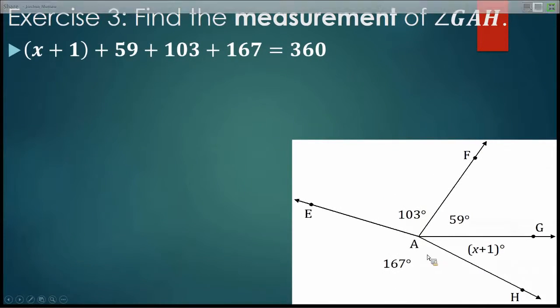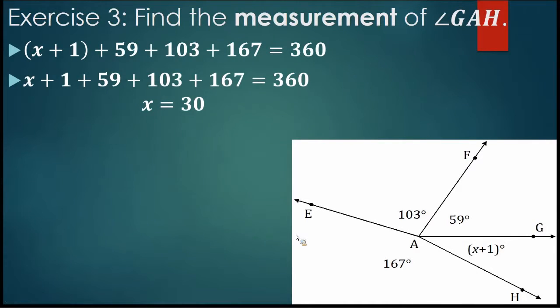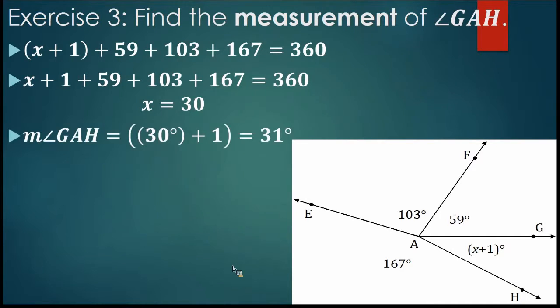So now we want to combine like terms. Well, first, there's nothing in front of those parentheses that will change x or 1. Because we're only adding, there's no subtraction, there's nothing to distribute, so we could just drop the parentheses. And now we can combine like terms. If we add everything together, we would get 330 on the left side. So x plus 330 equals 360. Subtract 330 from both sides, we get x equals 30. So the measure of GAH, the measure of that angle, is 30 degrees plus 1 equals 31 degrees.